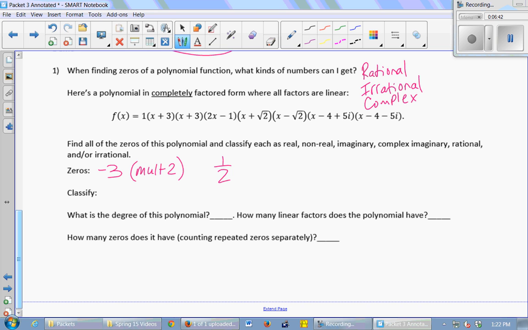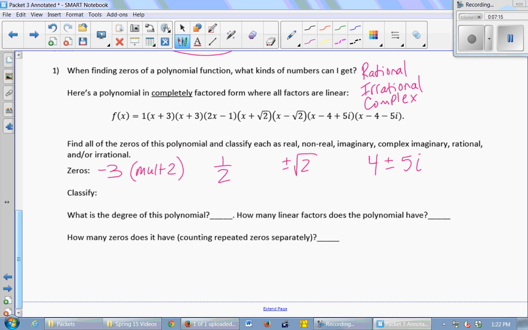If 2x - 1, if you set that factor equal to 0 and solve for x, you'd get 1/2. Okay. These next two, x + √2 and x - √2, solve them, you're going to get plus or minus √2 as your zeros. And then I have 4 + 5i and 4 - 5i. So I can write those together, 4 ± 5i. Those are another 2 zeros.